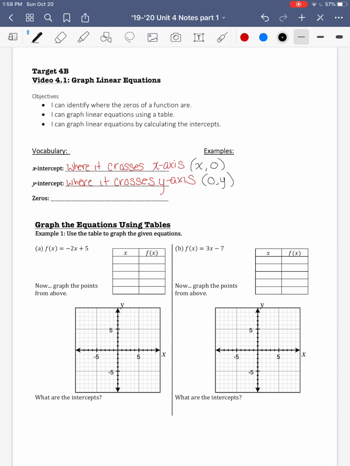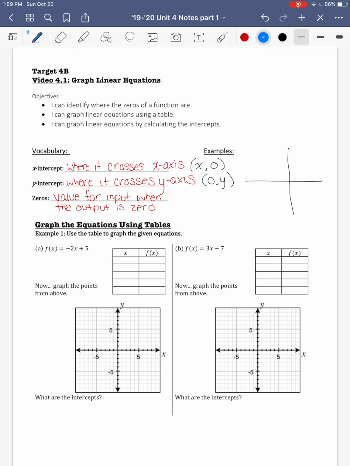And then zeros are simply the value for your input when the output is simply 0.